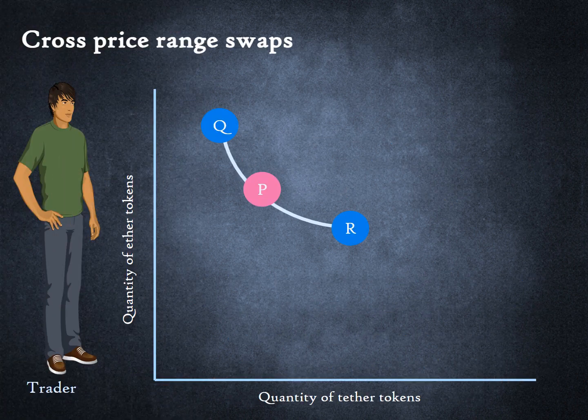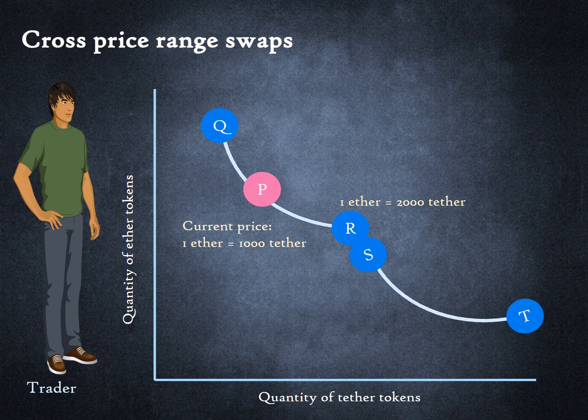Let point P represent the current market price of a token on Uniswap. The price is set at 1 Ether equals 1,000 Tether. Point R represents the end point of a liquidity provider's price range where 1 Ether equals 2,000 Tether. In the external market, the price is shifted to 1 Ether being 3,000 Tether. The trader now wishes to reach a point to the right of R. However, beyond point R, the liquidity provider has no more Ether to give. Luckily, there is another liquidity provider whose price range is exactly contiguous. The new equilibrium is formed between points S and T.